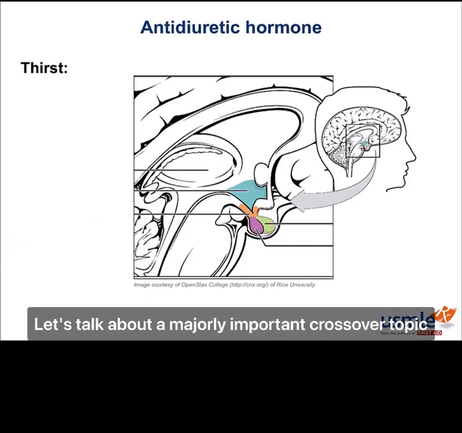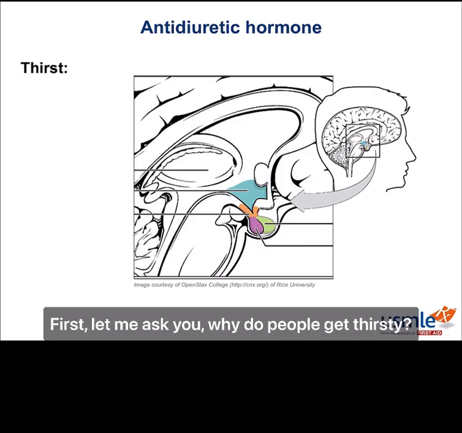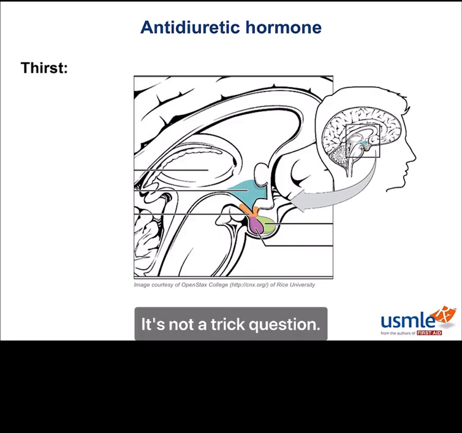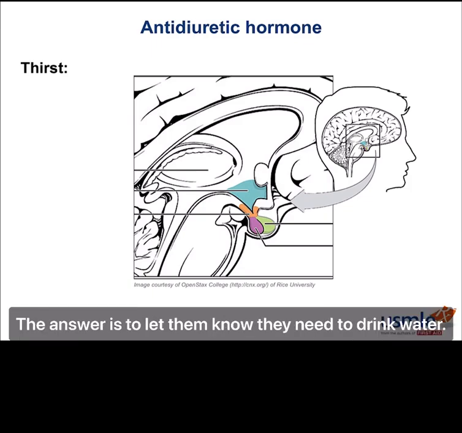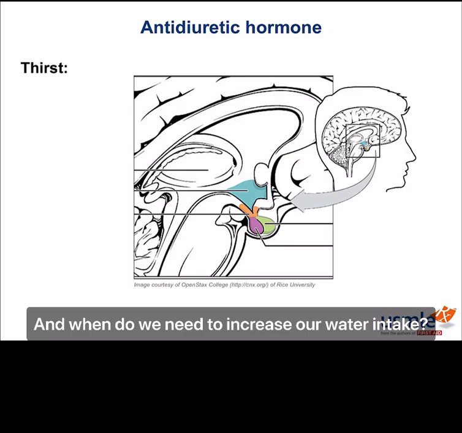Let's talk about a majorly important crossover topic that straddles endocrine, renal, and cardiovascular physiology: the regulation of fluid homeostasis. First, let me ask you, why do people get thirsty? It's not a trick question. The answer is to let them know they need to drink water. Duh. And when do we need to increase our water intake? Well, the answer to this question is a little trickier.